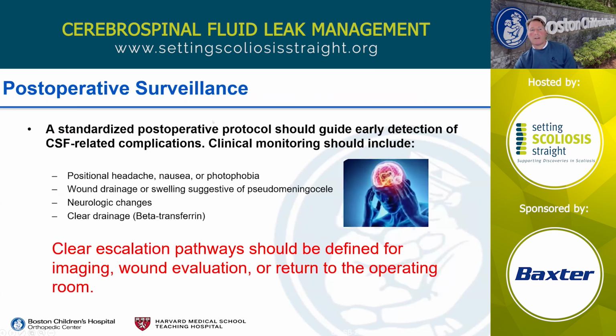Postoperative surveillance plans that are already managed. You're looking for positional headaches, nausea, or photophobia. You're looking for wound drainage, mostly clear wound drainage, and neurologic changes. These are actually pretty rare. If you're having clear drainage out of a drain at Children's, we do use beta transferrin a lot. As Taemin mentioned, it can be a little bit delayed in the time you get it back, but it really can help if there's a question about things. So clear escalation pathways should be defined for imaging, wound evaluation, and return to the operating room.